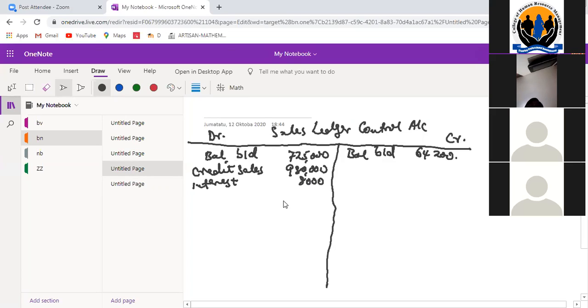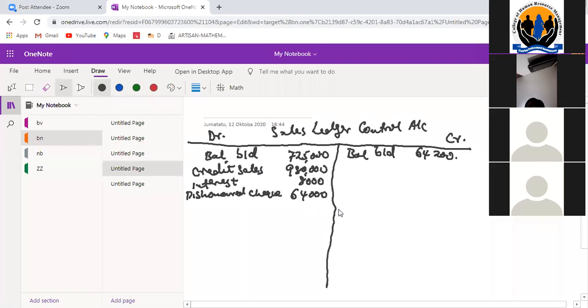Dishonored check from a debtor, 64,000. Yes, it is going to be here. Dishonored check, because it was actually received. Remember, the checks that are received are recorded here. But once you dishonor it, you increase the amount back because that money is like it has not been received. 64,000. Next.